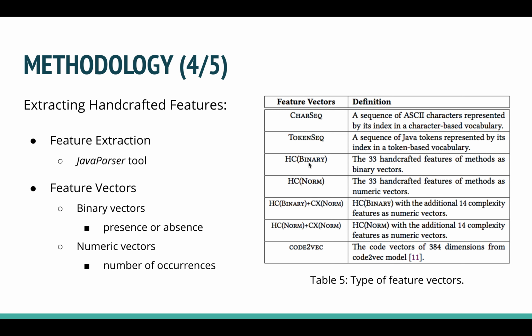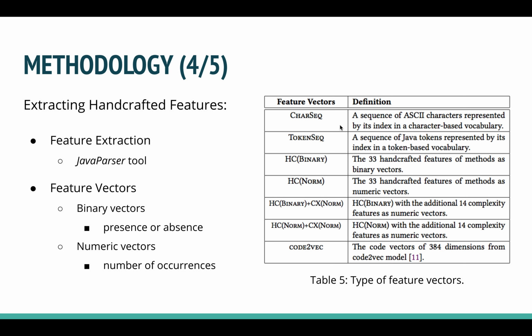As a result, we get 4 different combinations of handcrafted features. For example, the 33 method-only handcrafted features as binary vectors and then as numeric vectors. And also we include the 14 complexity features as numeric vectors with the 33 method-only handcrafted features as binary vectors, and then the 33 method-only handcrafted features as normalized counts with the numeric vectors of the 14 complexity features. So these are the 4 different choices of the handcrafted features.